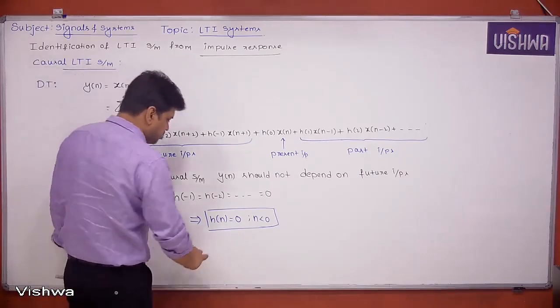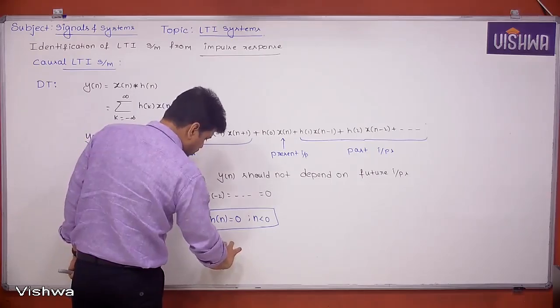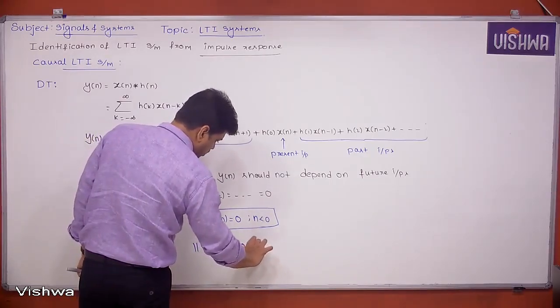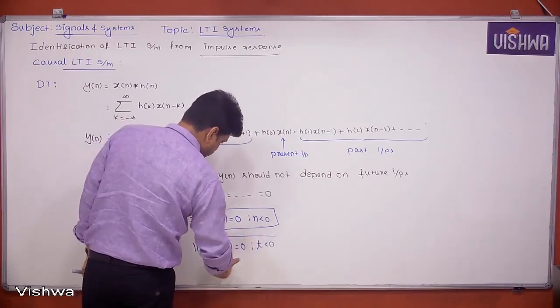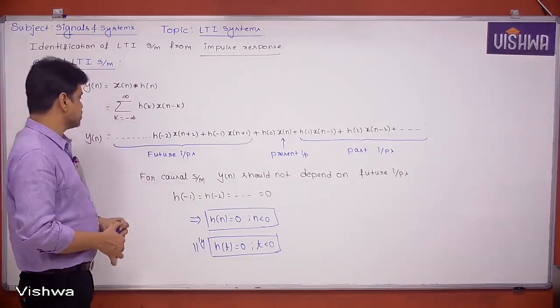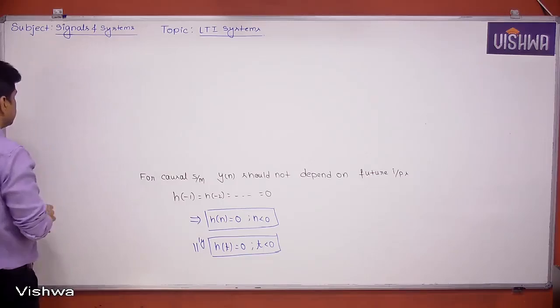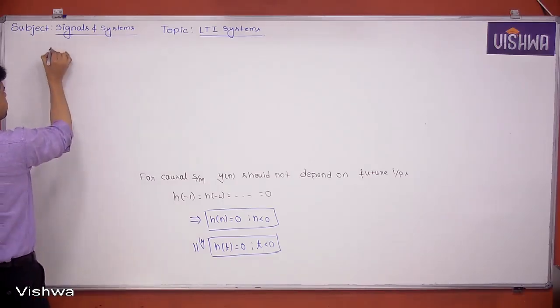Okay. In the similar manner, for h of t, h of t is equal to 0 for t less than 0. So this is the condition on h of t so that the system is a causal LTI system. Okay, take it. Next, what is the condition for a stable LTI system?